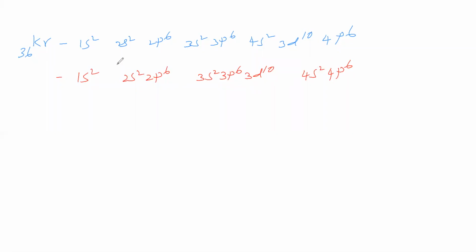Now for krypton, the outermost shell configuration is 4s2, 4p6.